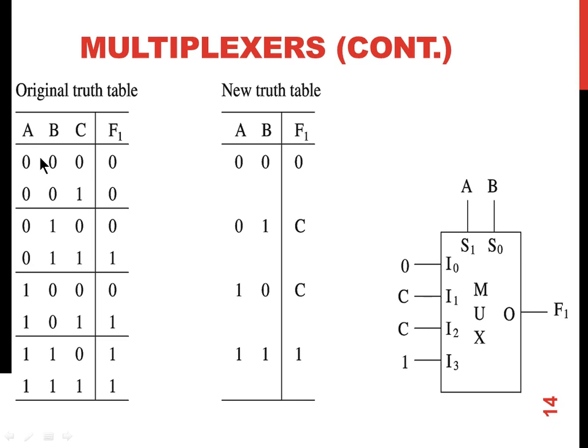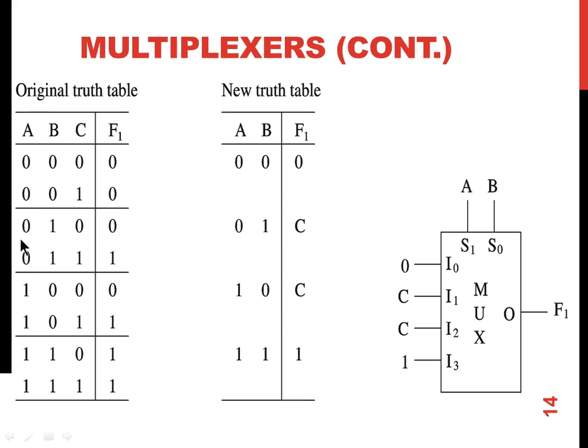So if we group these input combinations, where A and B are 0, output F1 remains 0 irrespective of the C value. If A and B is 0, 1, irrespective of the C value, F1 output follows the C value. C is 0, F1 is 0. C is 1, F1 is 1.